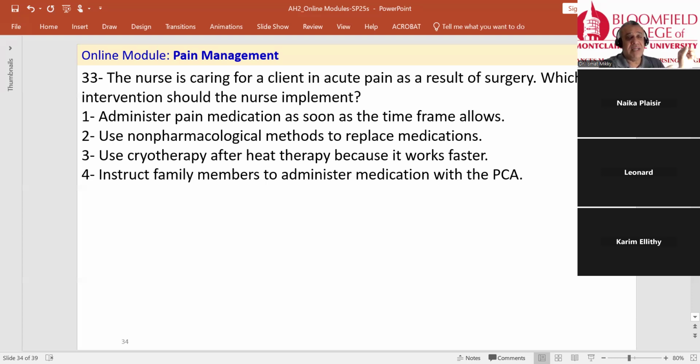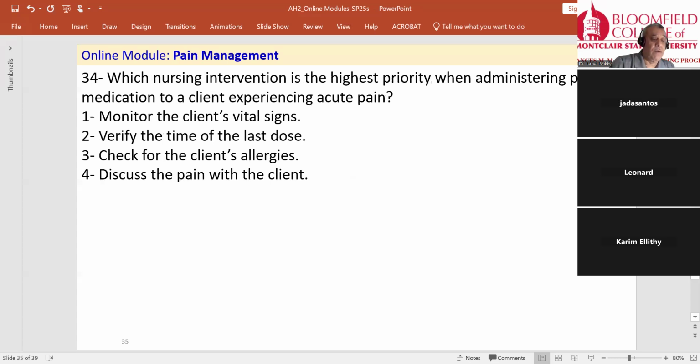And number 4 says to instruct family members to administer medications with the PCA. Who is the only one who can activate it? The patient. Yeah, exactly.